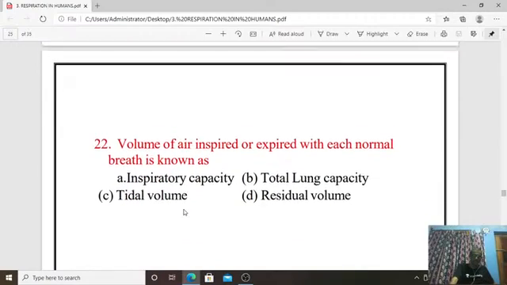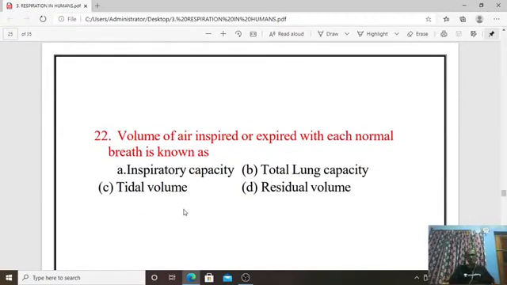Next question. The volume of air inspired or expired with each normal breath is known as what? The volume of air inspired, taken in, or given out, expired, with each normal breath is known as what? It is tidal volume. It is nothing but tidal volume. So the 22nd question, the answer is C.